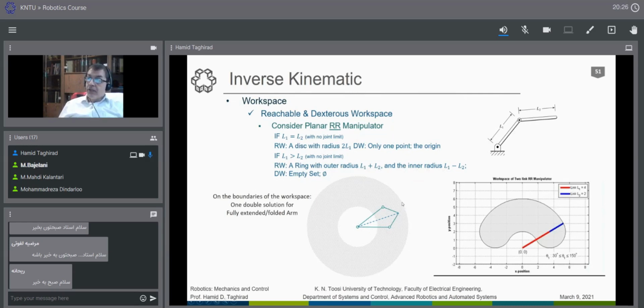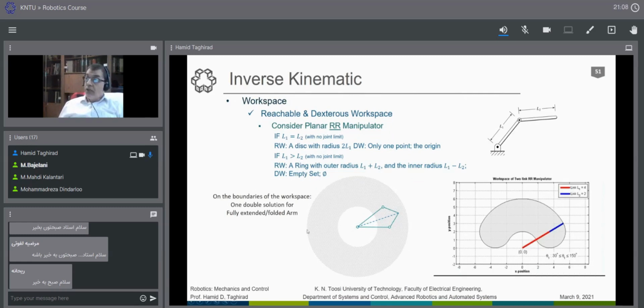If you look at the boundaries, it is fully extended, so there is no double solution. There's only one solution. We consider this mathematical intuition to bring some physical properties out of the system. I just mentioned it right now here, but remember this: elbow up and elbow down. And this elbow up and elbow down will converge to each other at the boundaries. So at the boundary points of the workspace, we have only one solution for the inverse kinematic problem.